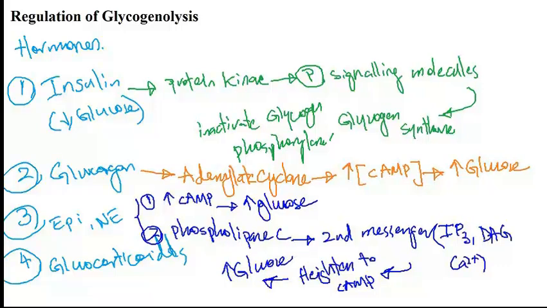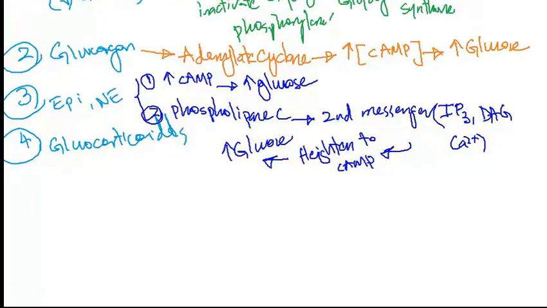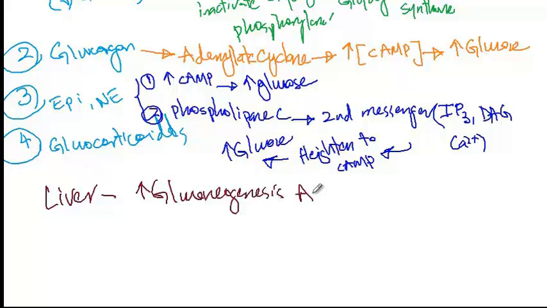And then finally we have the glucocorticoids, and the effect of glucocorticoids is tissue specific. So it depends which tissue we are talking about. If we are talking about the liver, inside the liver, glucocorticoids enhance both gluconeogenesis and glycogenesis. So increases concentration of both glucose and glycogen.